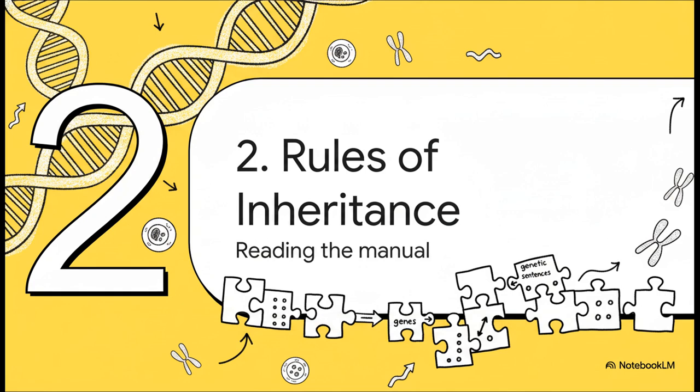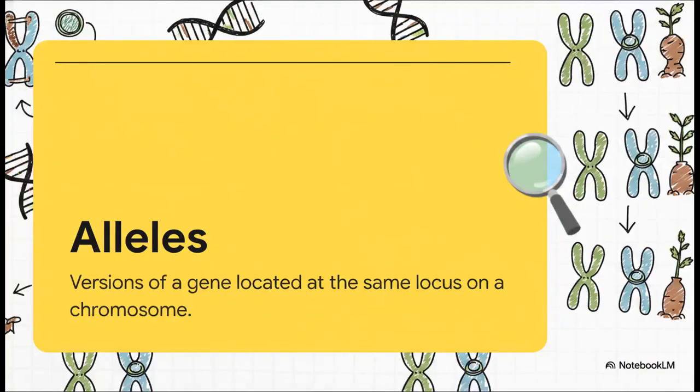Moving right along to Section 2, the rules of inheritance. How the instruction manual is actually read. So we know we have these genetic sentences, right? But how do they interact when they finally combine? Well, if a gene is the fundamental sentence that codes for a trait, alleles are the different translations or variations of that exact same sentence.